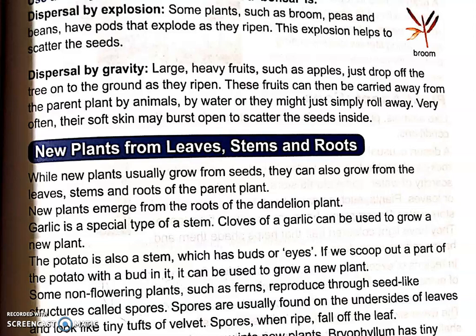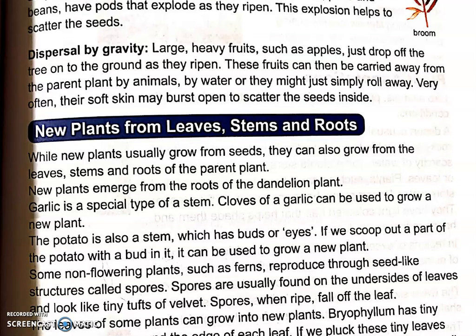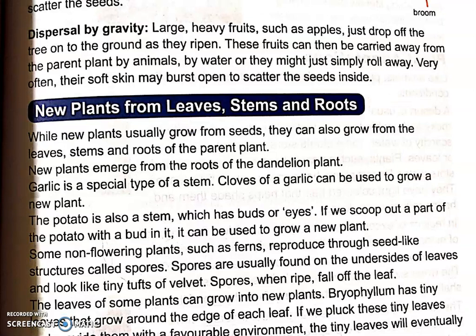So the same thing happens with plants also: when they explode, the seeds are scattered in the environment. Then sometimes there is dispersal by gravity. Gravity is the Earth's force which pulls us all down. Whenever we jump from some place, we are pulled down because of gravity. So large heavy fruits such as apples just drop off the tree onto the ground as they ripen.